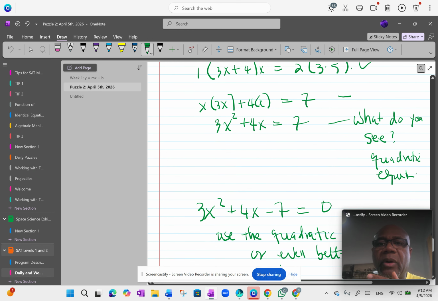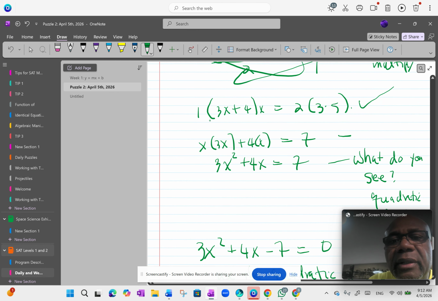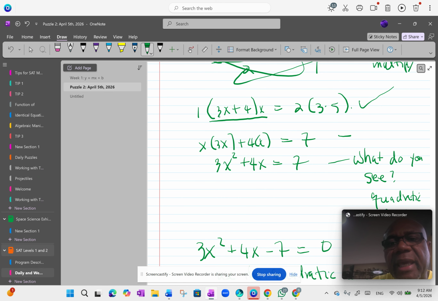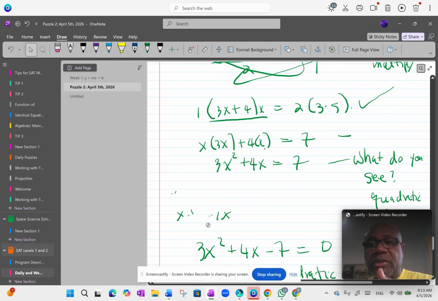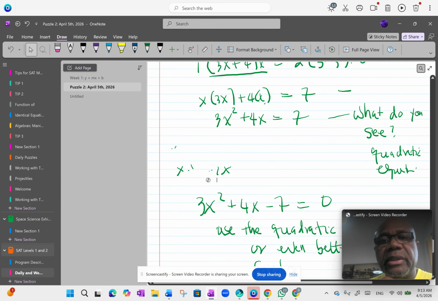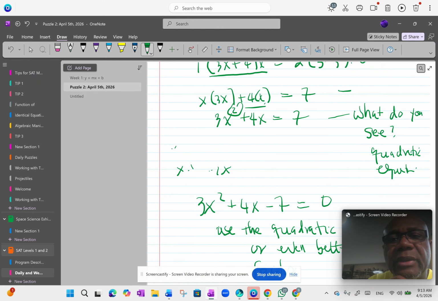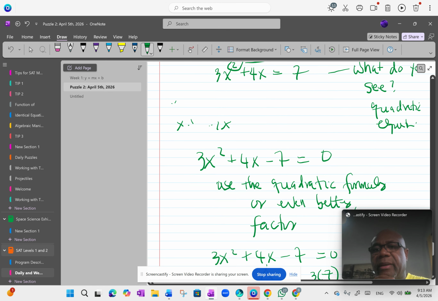Keep on. What do you see? Recall learned skills. The distributive property: this is x times 3x plus 4 times x. You distribute. Remember, x times x is x squared. x times x is not 2x. It's x squared. So now you have 3x squared plus 4x equals 7. What do you see? A quadratic equation.